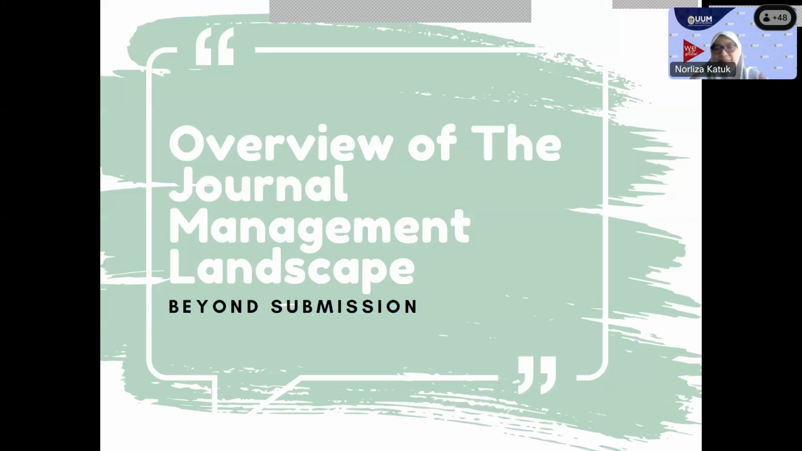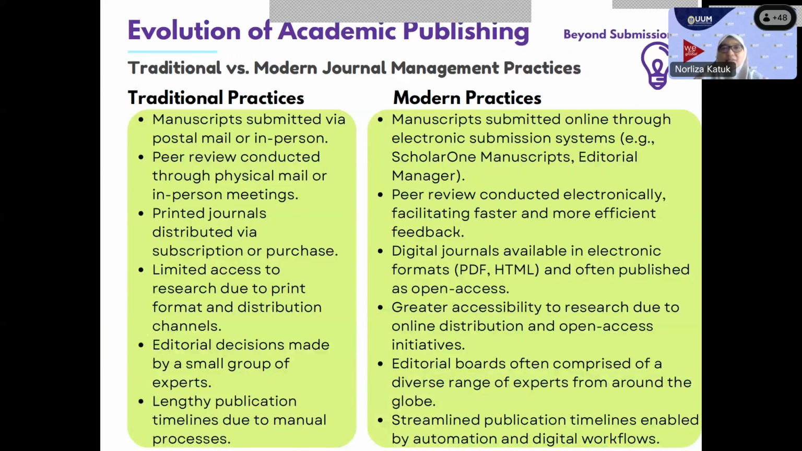Okay, so let's look at the overview of the journal management landscape. If you are young lecturers, you might not know what happened between the years 2000 and 2010, how the process of managing the journal happened. So I give this evolution of academic publishing. This is actually what happened in JICT when I joined the team in 2003.